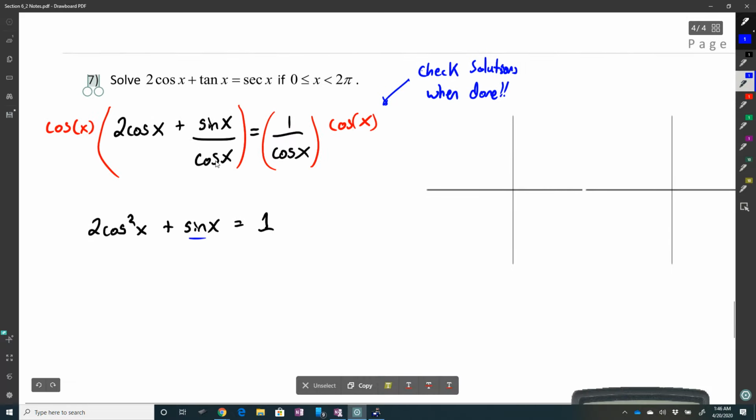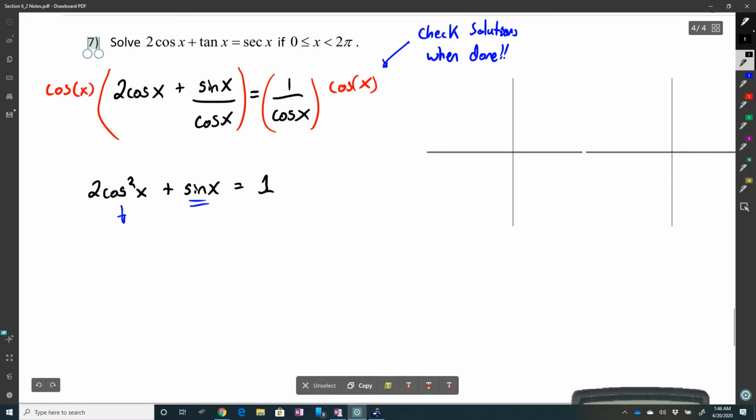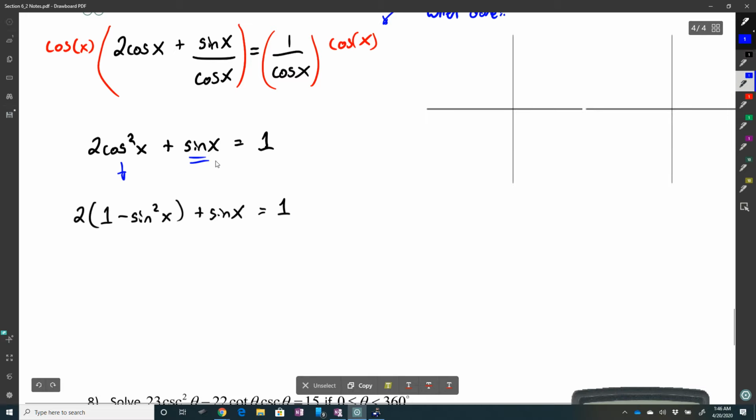Now, the term that's not squared is sine, so I want to change this into a version of it that has sine. So I have 2, I'm going to change this to 1 minus sine squared x equals 1. You know what, I'll do it on the next step. So now I'm going to distribute the 2. I'm going to subtract 1 from both sides. 2 minus 2 sine squared x plus sine of x minus 1 is equal to 0.